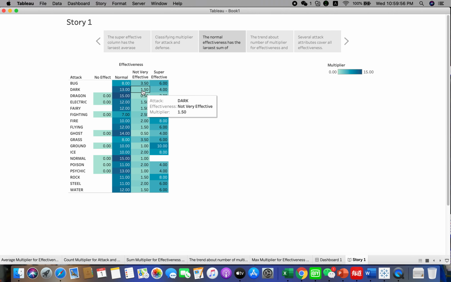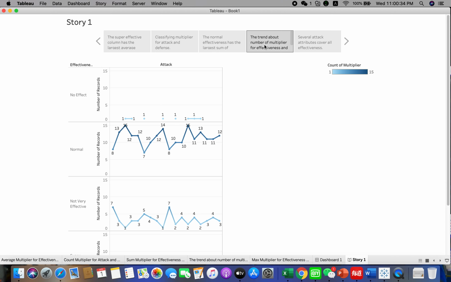The next graph shows the sum of multiplier for effectiveness and attack. We can see that the normal effectiveness has the largest sum of multiplier because each number is larger than the other two columns, and the depth of the color on the right represents the number of the sum. For example, for the attack is dark, the sum multiplier for the no effect is 0. The sum multiplier for the normal effectiveness is 8, for the not very effective is 3.5, and for the super effective is 6.